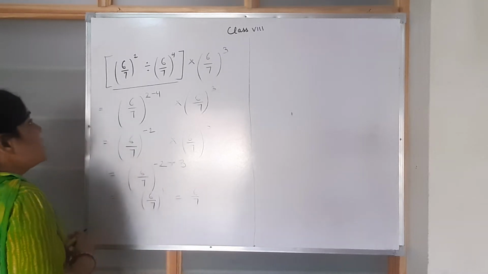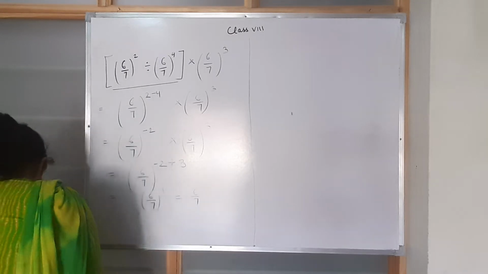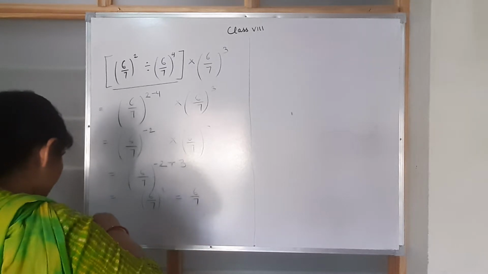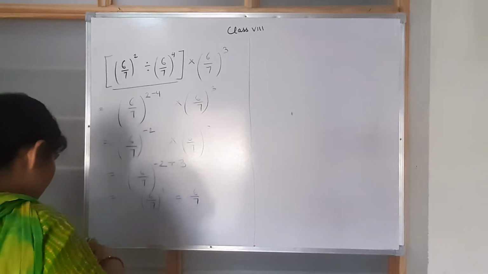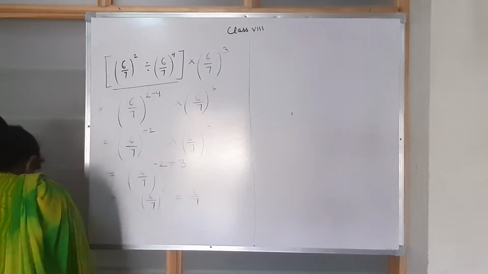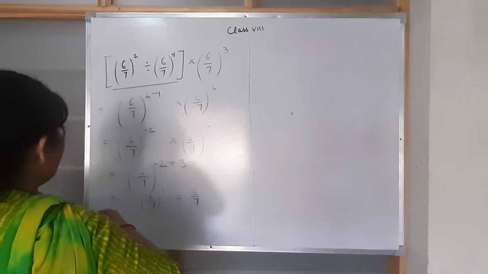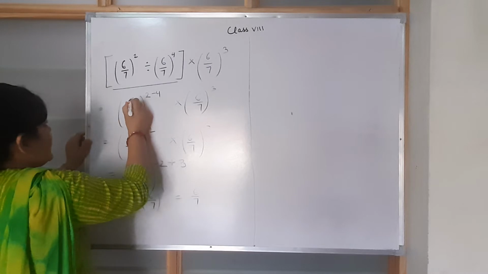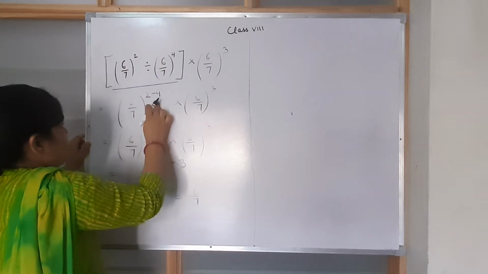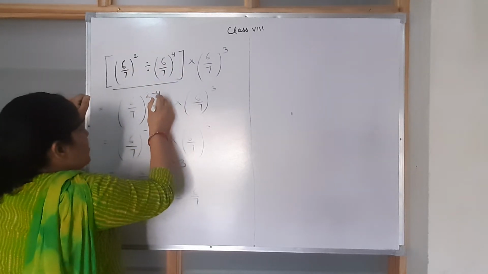Again I am explaining. Here in this question, we will solve it step by step. So in the first bracket what we have? We have 6 upon 7 raised to the power 2 divided by 6 upon 7 raised to the power 4. And division sign is there. So what are we going to do? We will do 6 upon 7, 2 minus 4. So this is going to be minus 2.